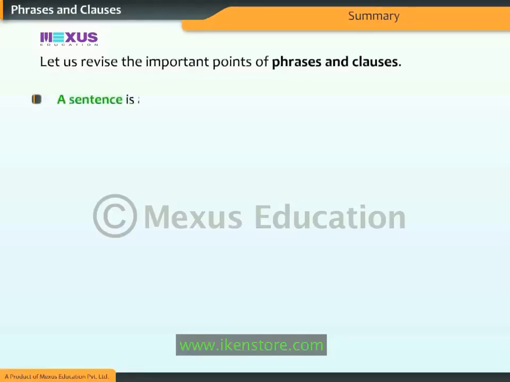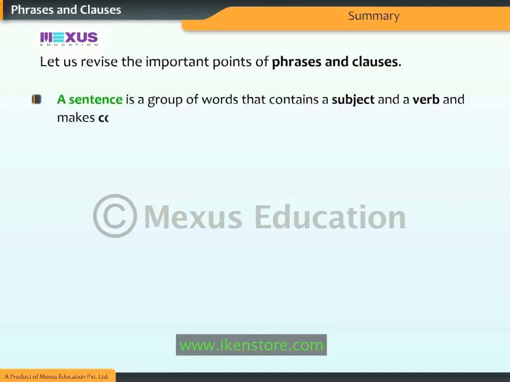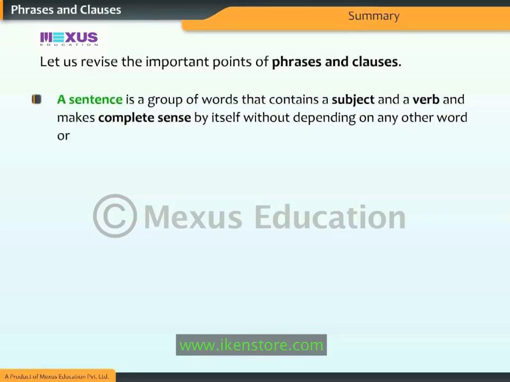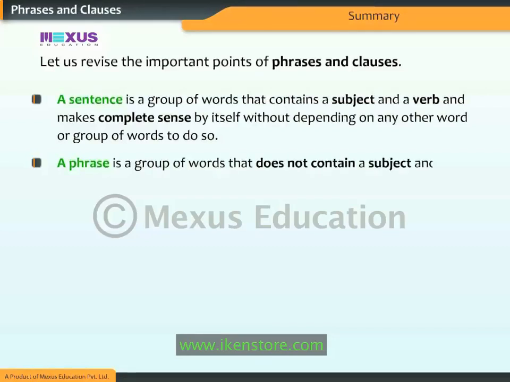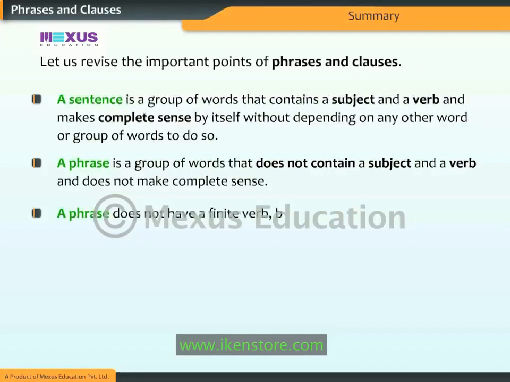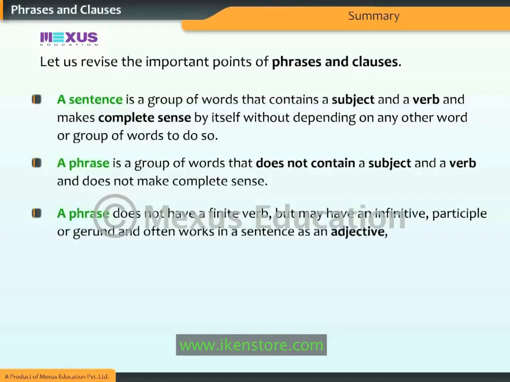A sentence is a group of words that contains a subject and a verb, and makes complete sense by itself without depending on any other word or group of words to do so. A phrase is a group of words that does not contain a subject and a verb and does not make complete sense. A phrase does not have a finite verb, but may have an infinitive, participle or gerund, and often works in a sentence as an adjective, adverb or noun.